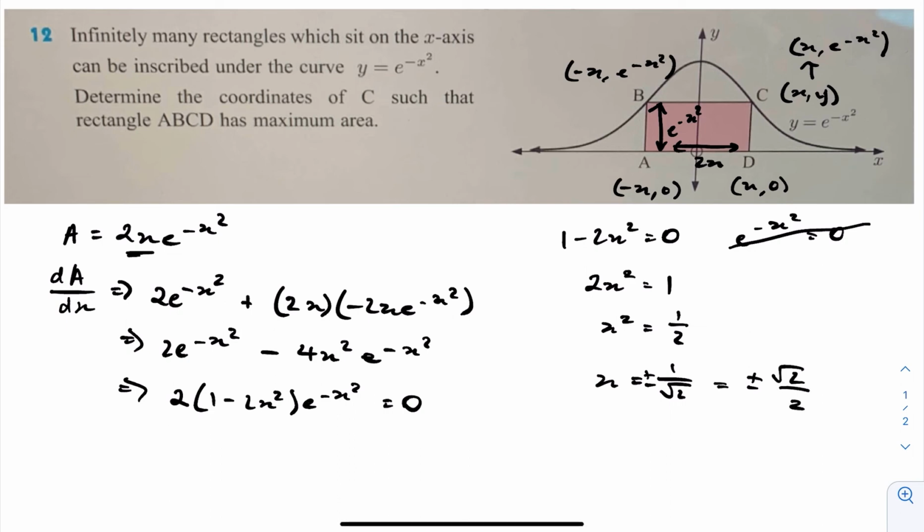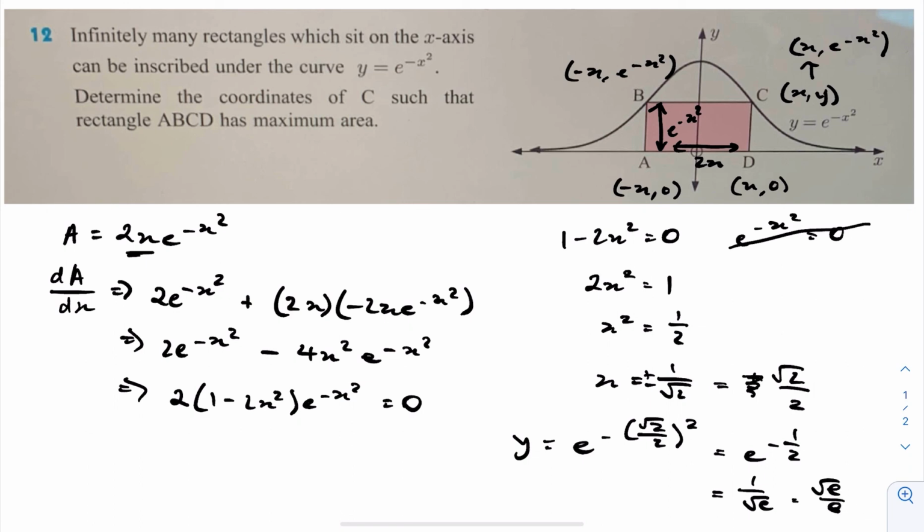However, we know that C is a positive value because it's in the first quadrant for its x value. So we're going to write this as just root 2 over 2. And now we have that, we can just substitute this into the y value. So y is equal to e to the power of negative root 2 over 2 squared, which is equal to e to the power of negative half, which is equal to 1 over root e, which is equal to root e over e. So therefore, C is equal to root 2 over 2, comma, root e over e. And that's our final answer.